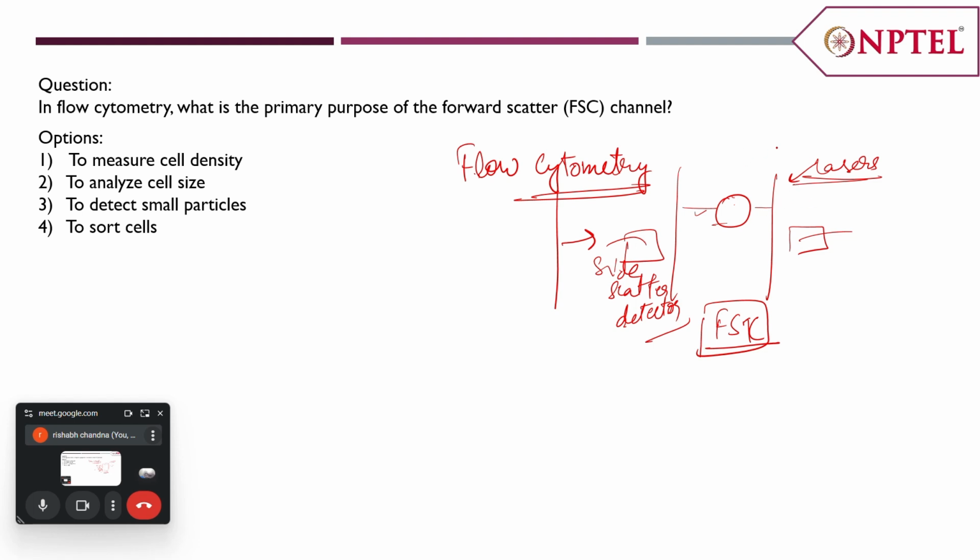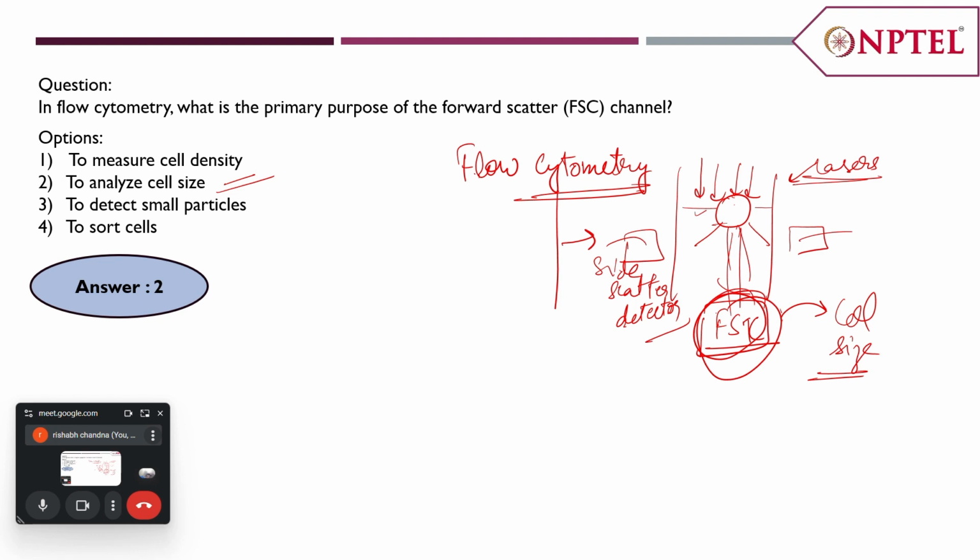If the lasers are put in such a way, it will be able to detect the scattering of light in the forward direction. So this is the role of the forward scatter detector. It basically helps in determining the cell size. So it helps in analyzing the cell size. So the correct answer is option number 2.